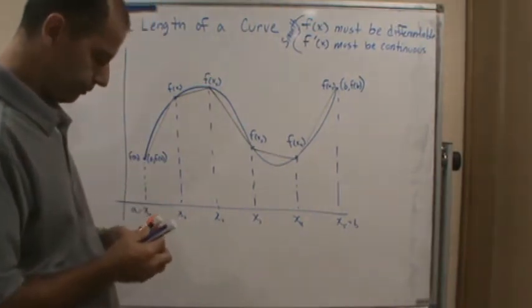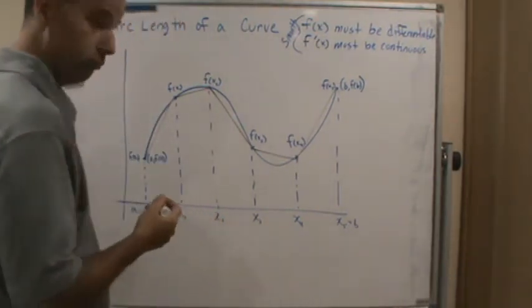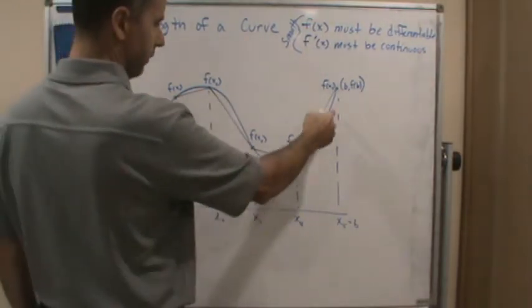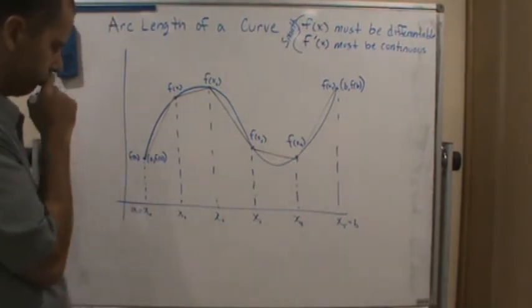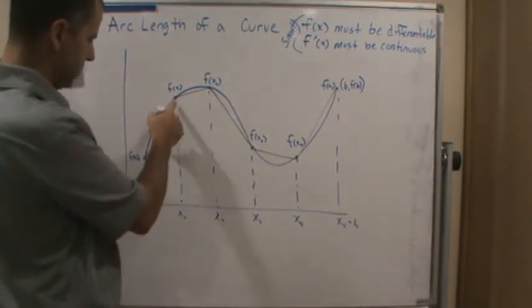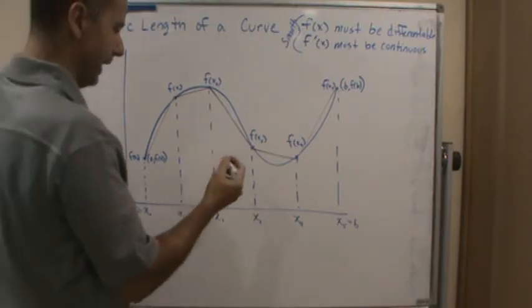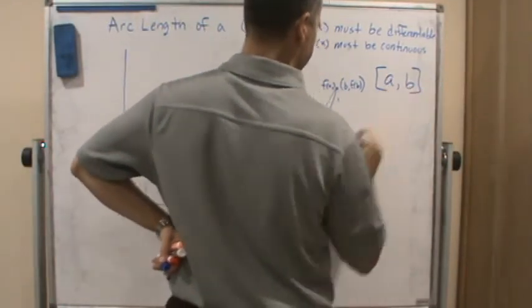So now what we want to do is estimate the length of this curve. We're going to estimate by using these line segments. So we're going to partition the interval from A to B. So let's say we have a closed interval from A to B.